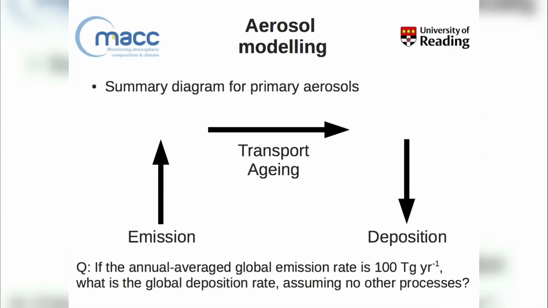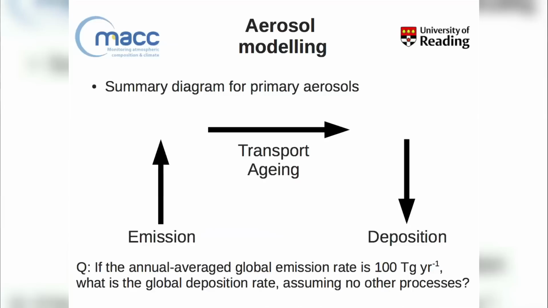Here is a very simplified summary of what we have to do in a numerical model to model aerosols. We have to represent the emissions into the atmosphere. Then, while they are in the atmosphere, we have to represent their transport and their age. And finally, we have to represent the way they are removed from the atmosphere and the deposition fluxes. So that is the diagram for primary aerosols.